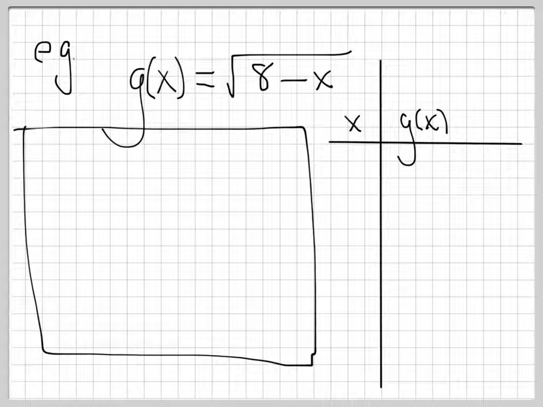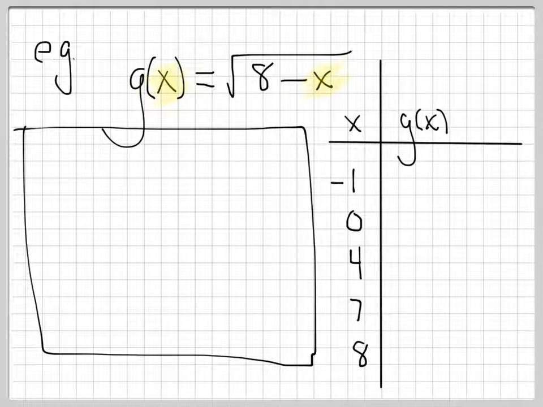And so again, we can pick some values. Let's do negative 1. Let's try 0. Let's try 4, 7, and 8. Those may seem random, but I want them to work nicely. So remember, again, every time you see an x, you're going to take your value and put it where every x is.